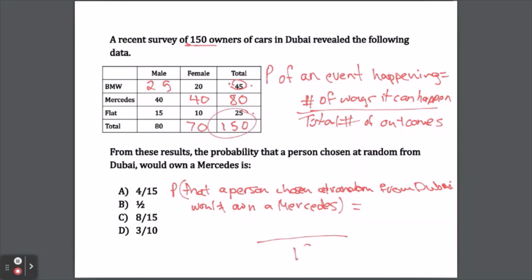So you will write 150 here, and the total number of Mercedes is 80, so you're going to write 80 here. Now, why did we write the total number of Mercedes here? Because they're asking about the Mercedes. Now, we're going to divide this, which is equal to 8 over 15. The answer will be C. Thank you.